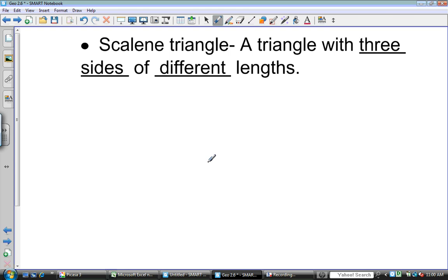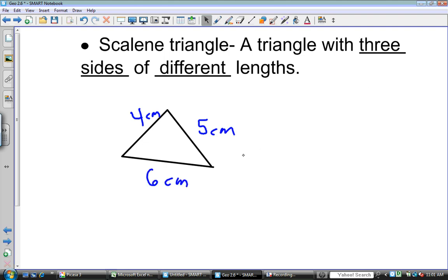A scalene triangle is a triangle with three sides of different lengths. So if I drew a triangle like this, and said that this was 4 centimeters, this one was 5 centimeters, and this one was 6 centimeters. This is an example of a scalene triangle.